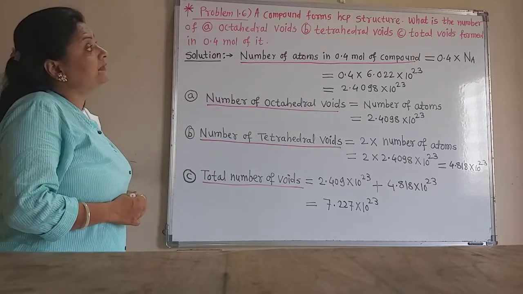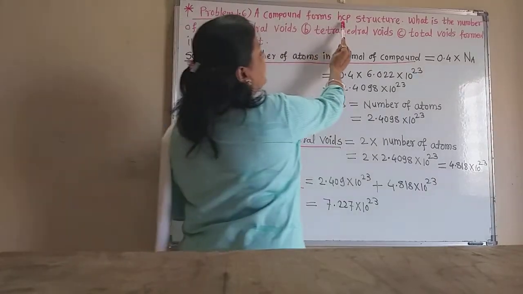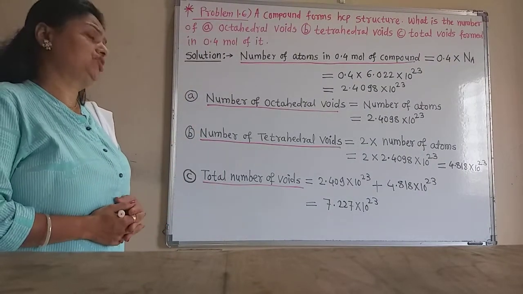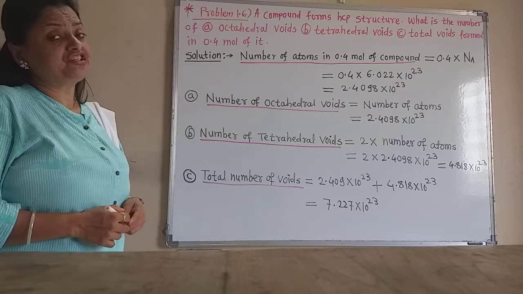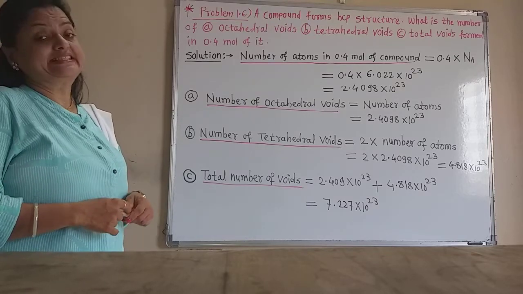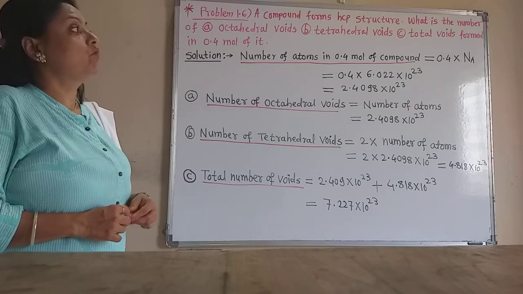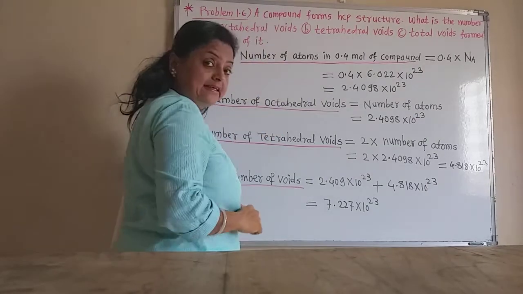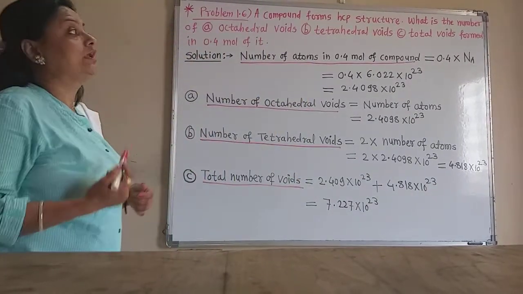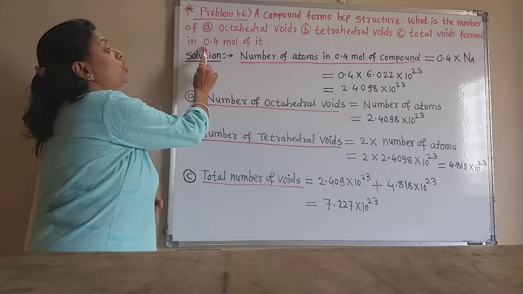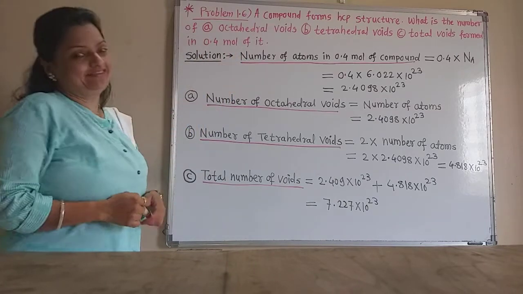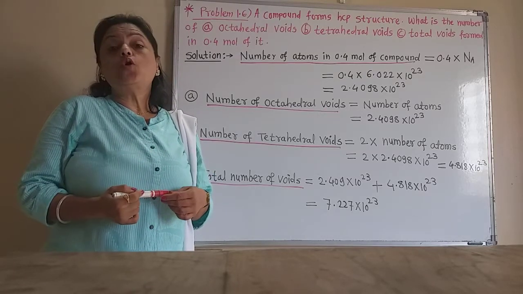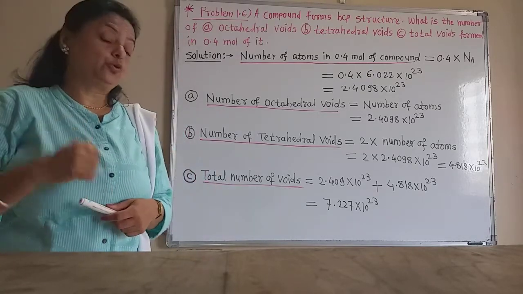Now the problem is a compound forms HCP structure, that is the hexagonal close packed structure. Now in HCP structure there are the 2 types of voids, the tetrahedral voids and octahedral voids, we know that. So what is the number of octahedral voids, tetrahedral voids and total number of voids in 0.4 mole of it. Now 0.4 mole, in that how many atoms are present, this we have to calculate first.